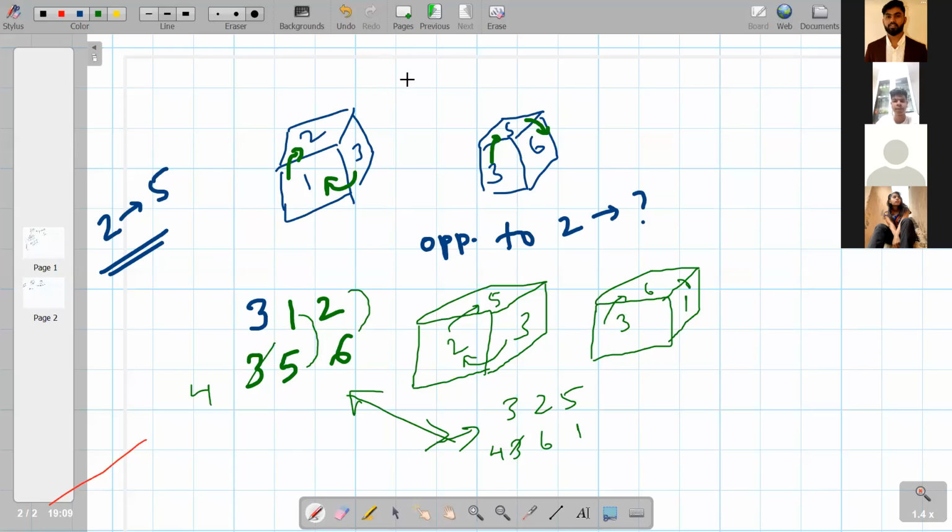Now this is the case where you have one face common.